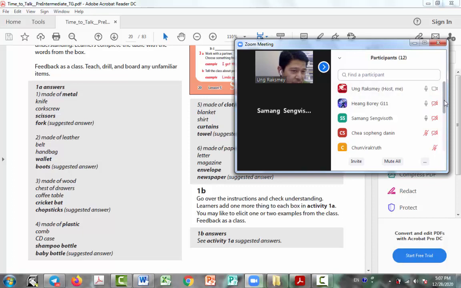Bottle. What is it? Used to close the bottle. Used to close or used to open the bottle or can? Close. Really? No, corkscrew is used to open the bottle or can, not to close, but to open it. We use that one to open, like, a can of food. We use corkscrew to open it.